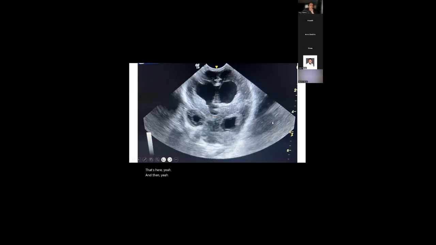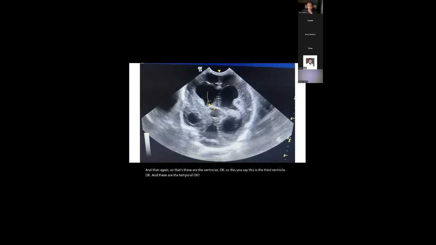These are the ventricles. Do you say this is the third ventricle? Correct. And these are the temporal horns. So that you can see, this is the foramen of Monro, communicating the lateral ventricle with the third ventricle. Brilliant. This image is not great for the baby. So that's again the third ventricle, and they are again dilated.